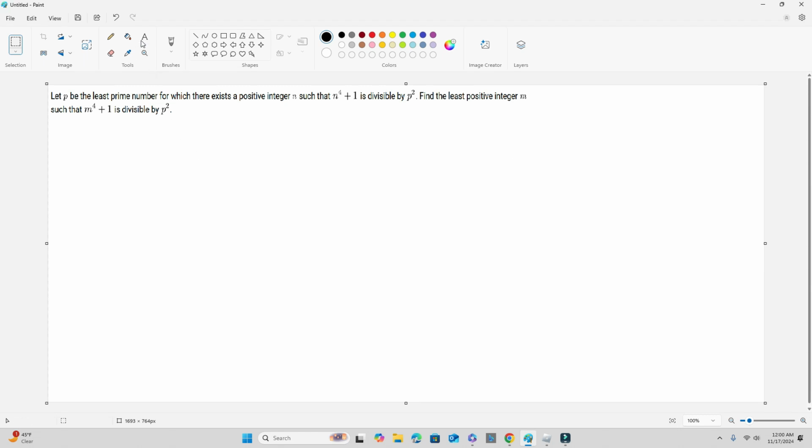So, a quick thing we can do here is to start setting up equations for m to the 4th plus 1 divisible by p squared. So, what I would like to do is start writing some equations. m to the 4th is equal to minus 1 mod p squared. That is one thing we can gather from the problem immediately, since we know that m to the 4th plus 1 has to be divisible by p squared. We can just rearrange that mod equation to get this equation.